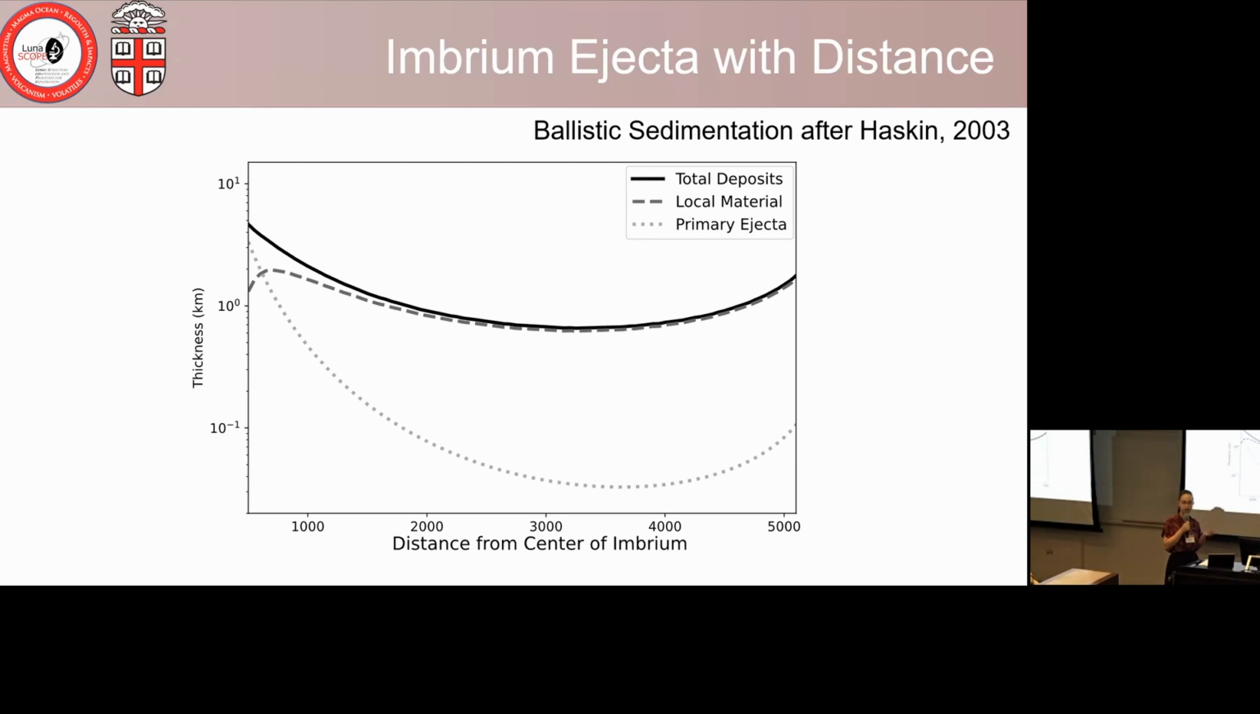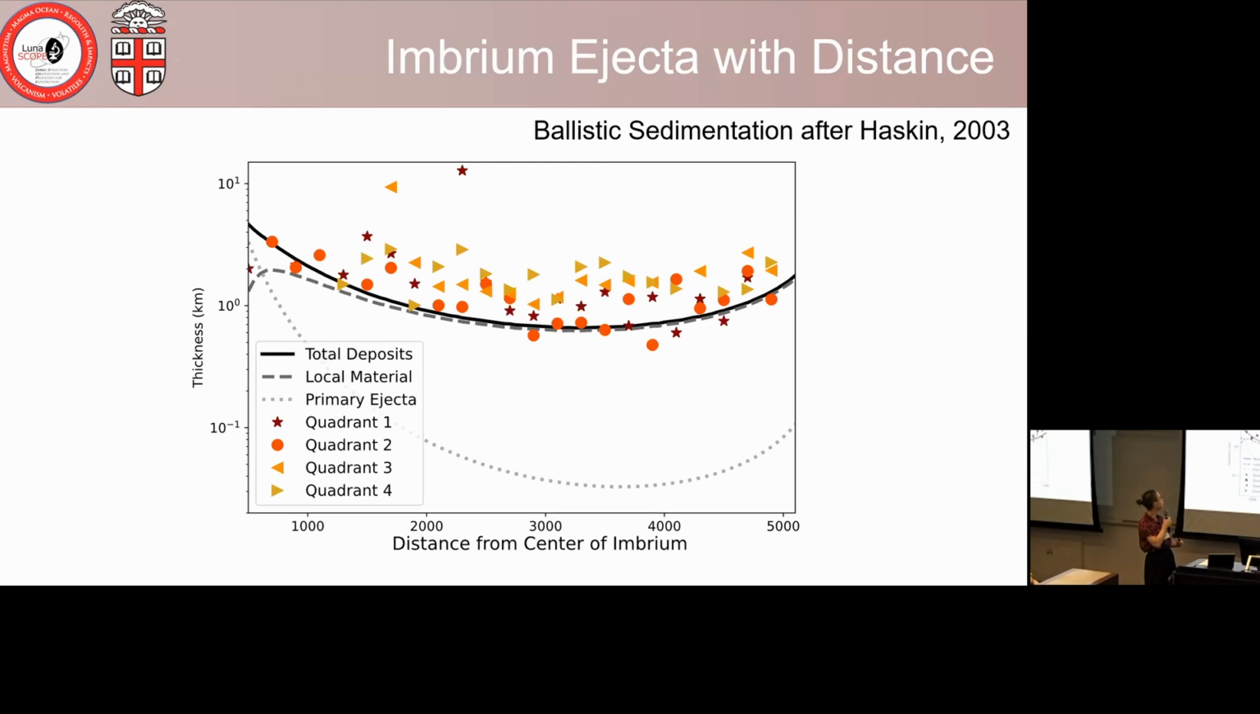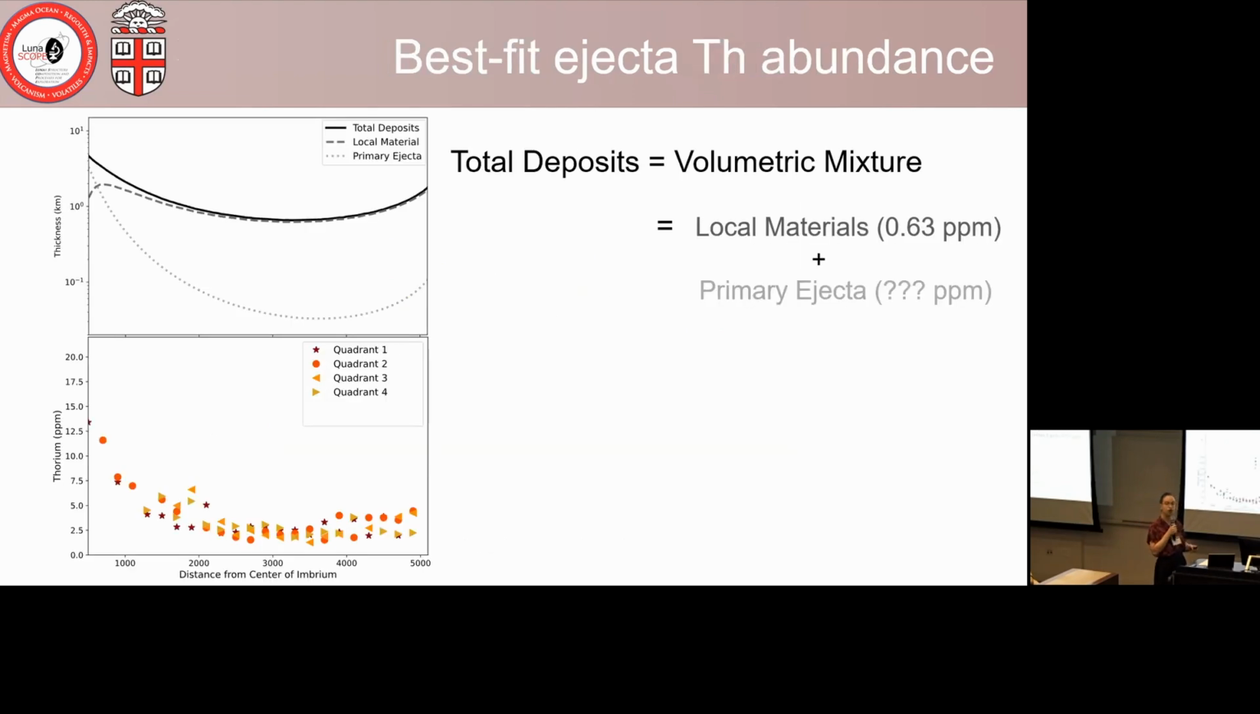You can see that for most of the Moon, the local material is actually what is dominating that total deposit. When we compare our measured bounds to this plot, we find that, for example, for almost all distances, these bounds are actually above the expected total deposits of Imbrium. So that's a good first step, that this is not completely fruitless. From there, what we can do is essentially turn it into a volumetric mixing problem. We're just trying to figure out what would be the abundance of the primary ejecta that would most accurately recreate the thorium distribution across the lunar surface.